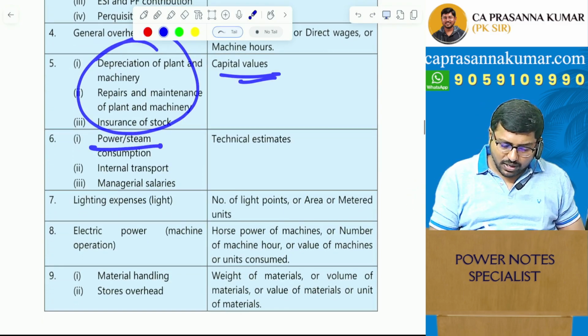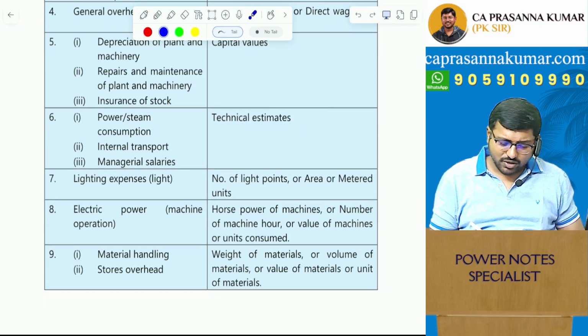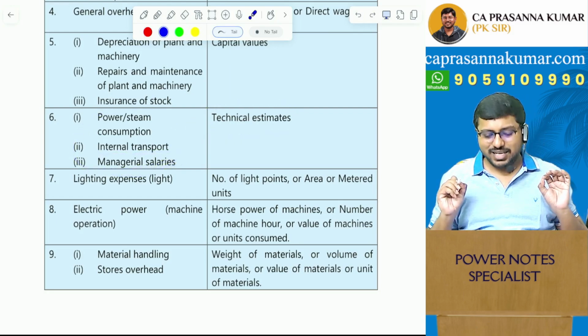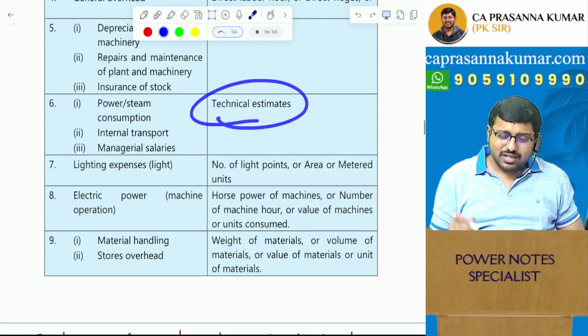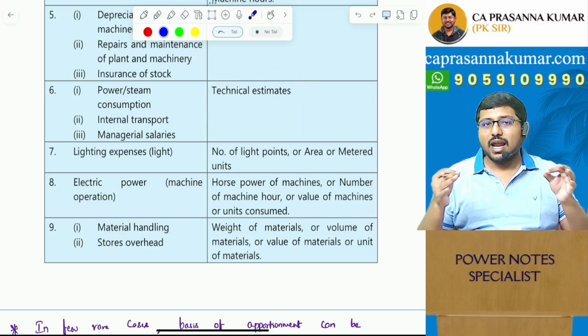Moving on. Power, steam consumption, technical estimates, which the technical department will take care of. Internal transport, managerial salaries. These things you just remember will be apportioned to all the departments based on technical estimates. Those experts will take care of it. We don't know that. It will be given in the question. We just follow and do the problem.